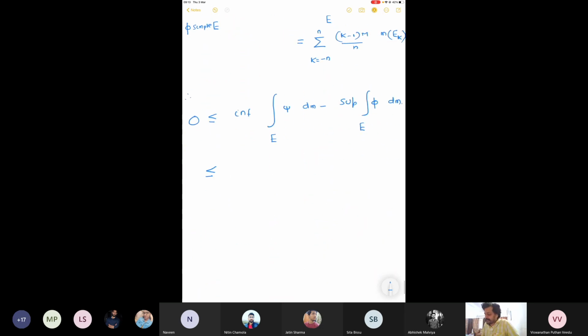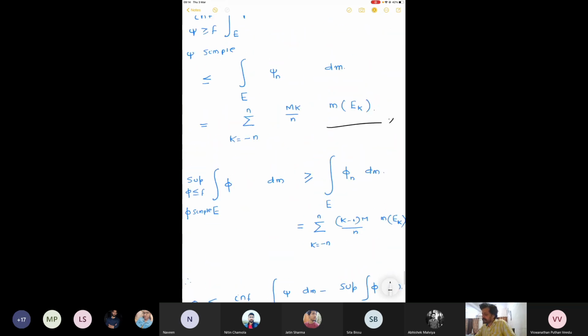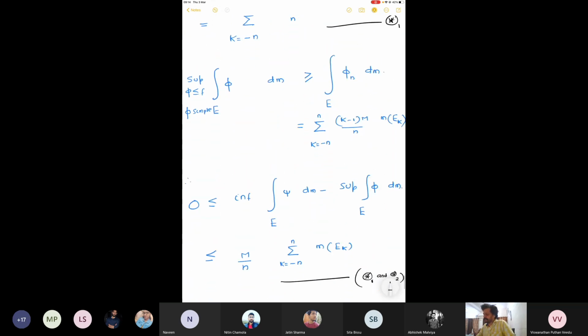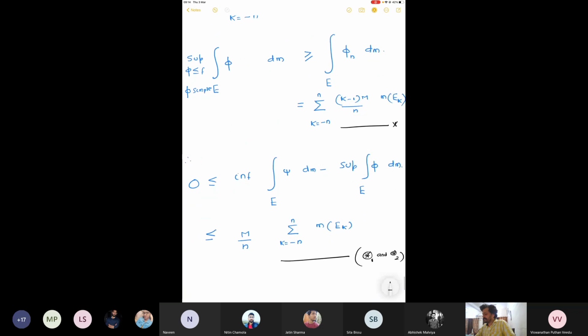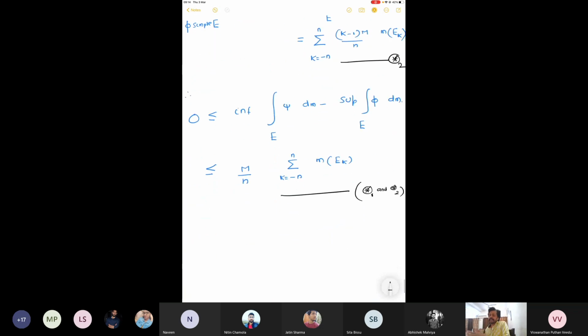Apply that, you will get this is less than or equal to m by n times the summation k equal to minus n to n of the measure of Ek. From how? From what? This follows from star 1 and star 2. And this is star 1 and this is star 2. Those two inequalities will give this. 0 less than or equal to is very clear. Okay. Is that okay?